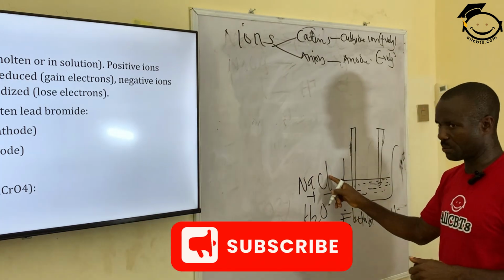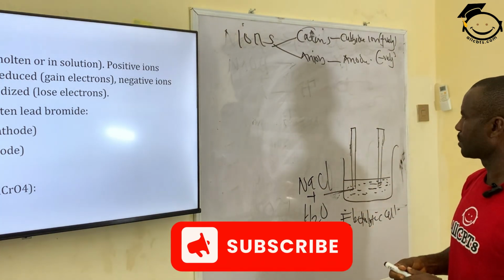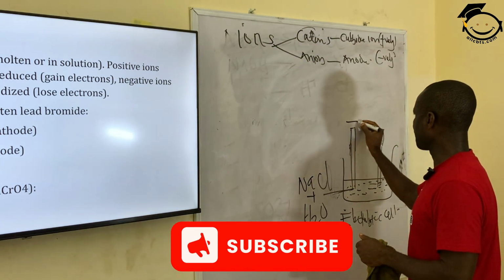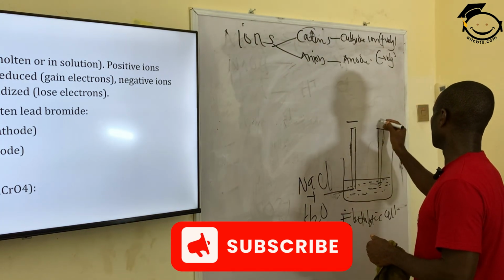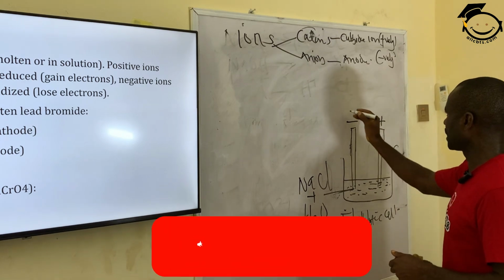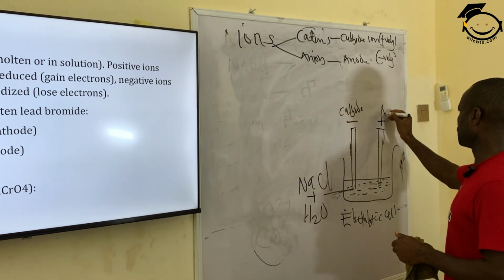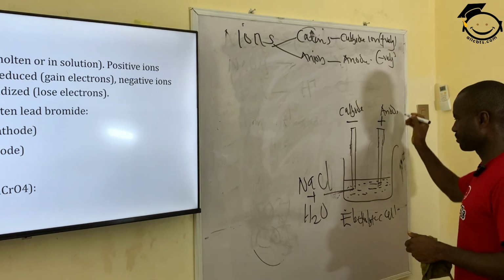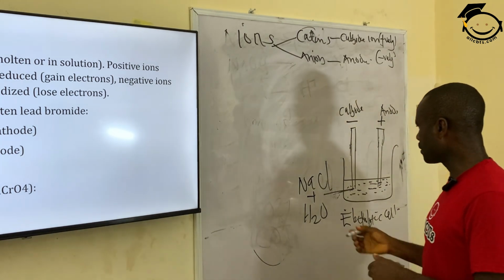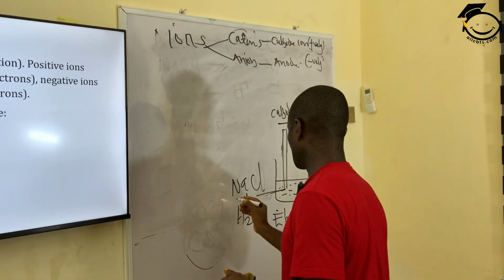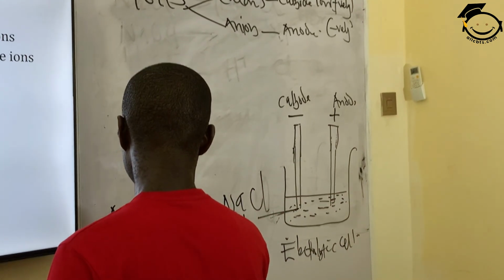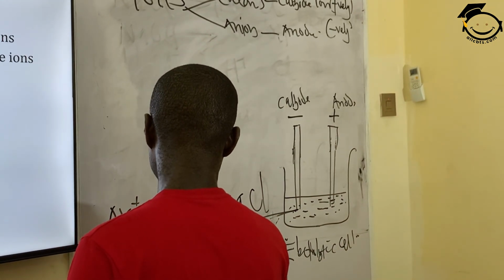We have sodium chloride, which is the salt, and water. Now, this refers to our negative electrode, the cathode, while this is the positive electrode, otherwise known as the anode. Can you see? So the ions that are likely to be in this solution are going to be sodium and chloride ions.